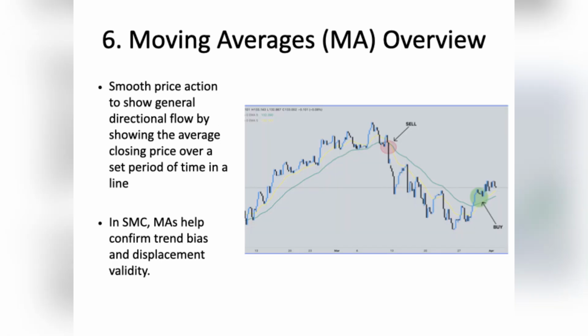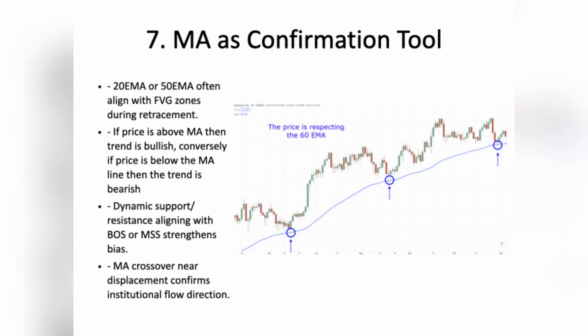Next, moving averages. MAs smooth out price action to show the general directional flow by plotting the average closing price over a set period. In SMC, they help us confirm the overall trend bias and validate whether a displacement is significant. As a confirmation tool, we often see the 20 or 50 period exponential moving average aligning with FVG zones during a retracement.